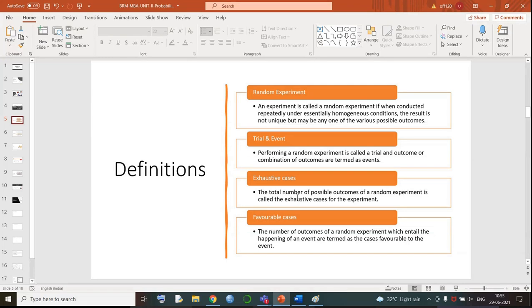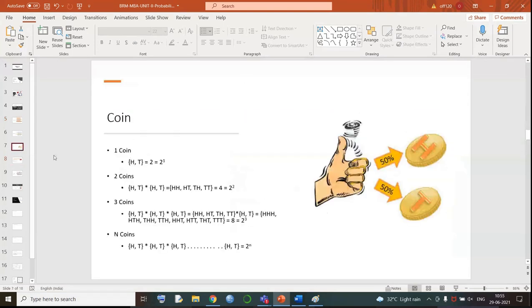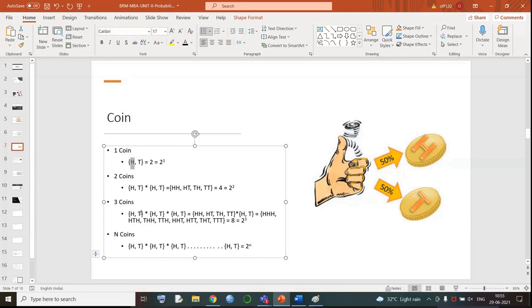My favorable cases means what? While tossing a coin, I want only head. Now, how many chances of favorable cases do you have to get head? See here, how many chances might you get? Only 1. So that is called favorable cases. Now, when 2 coins are tossed, again, I want 2 heads only. I don't want a combination of tails. I want only 2 heads. See in this combination, how many cases am I getting 2 heads?